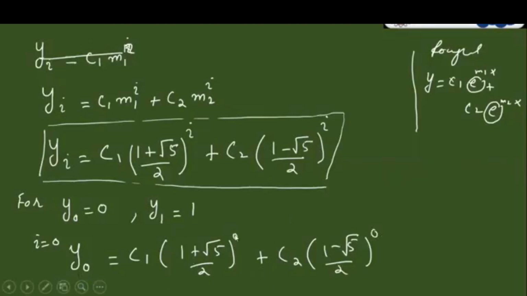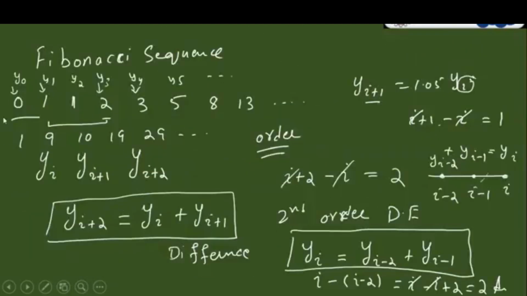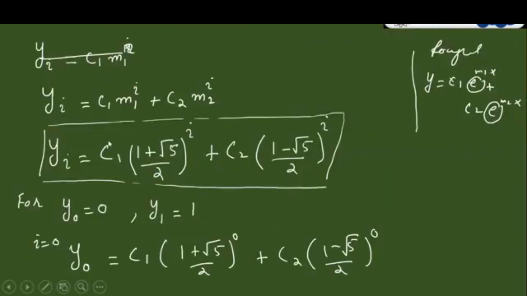We know that anything raised to the power 0 is 1, and we want to impose a condition that y naught must be equal to 0, because I want to generate this sequence. So the first value should be 0. If I combine all this, as we know, this thing goes to 1, and this thing also goes to 1 because it has the power raised to 0, and the left side is equal to 0. So the final answer is this one, C1 plus C2.